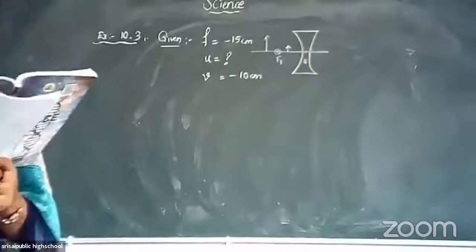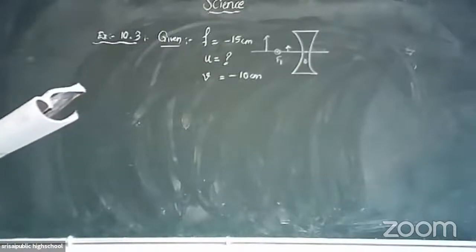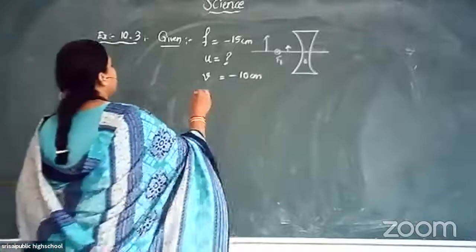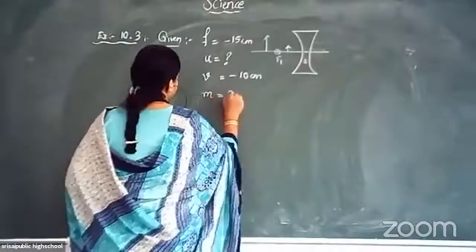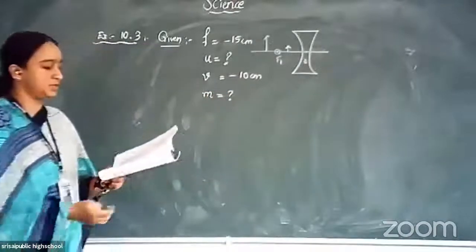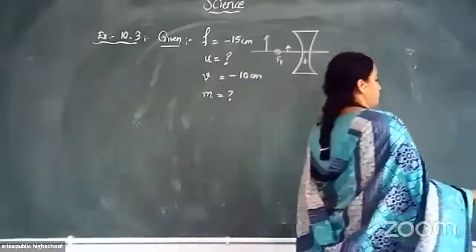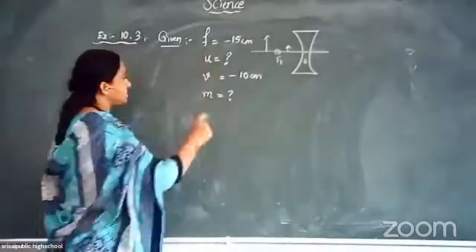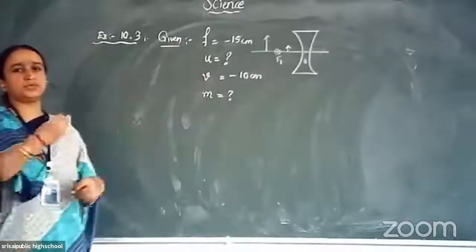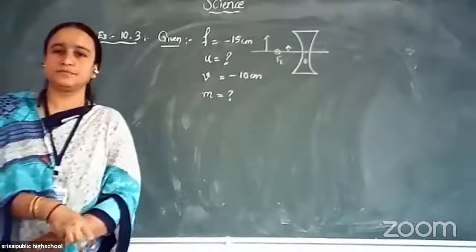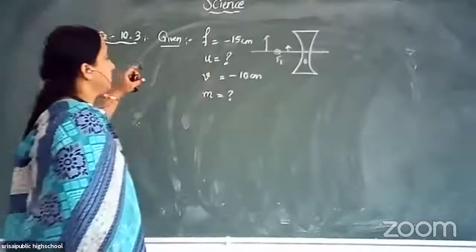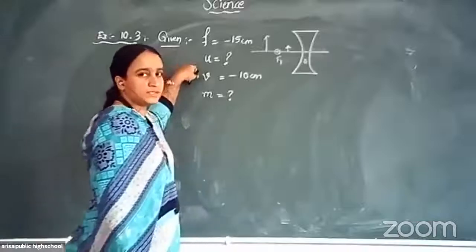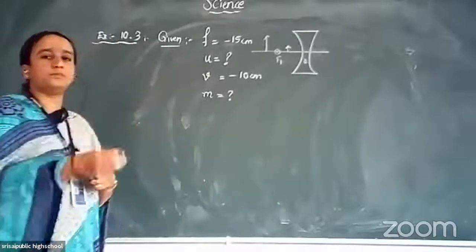Now next thing. Also find the magnification produced by the lens. You have to find the magnification also. So these are the two given things. Remaining things you have to calculate: the object distance and the magnification. Which are you going to calculate first? To calculate magnification, you need the object distance. So first you are going to calculate the object distance.